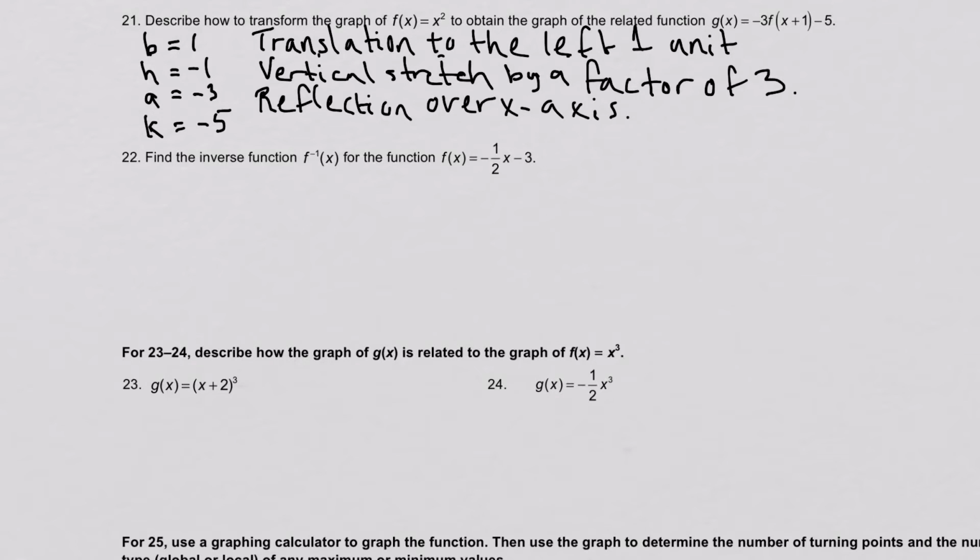And finally, k is equal to negative 5. That is simply a translation. K always represents a vertical translation. Translation down 5 units. And that's it. Those are the 4 transformations that happen in this function.